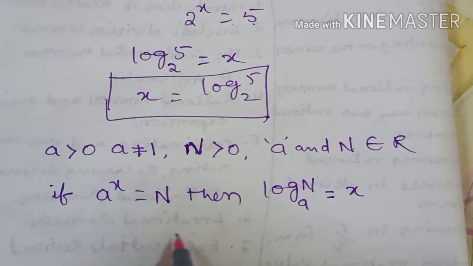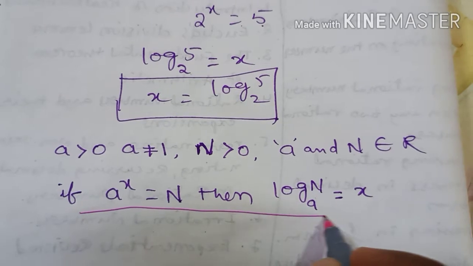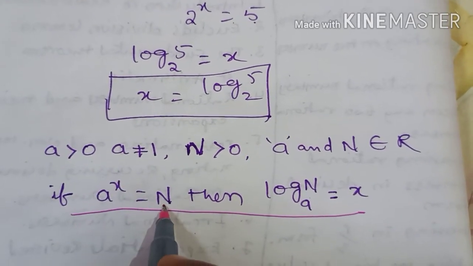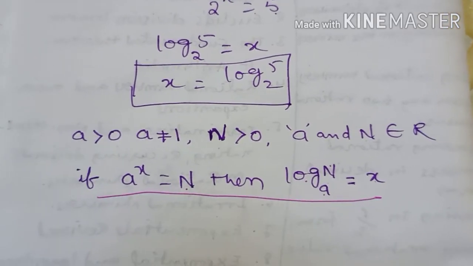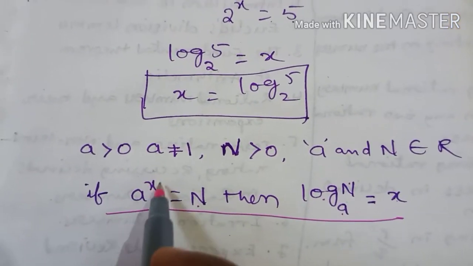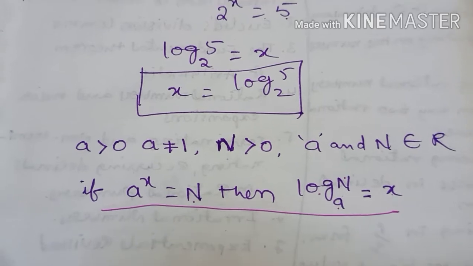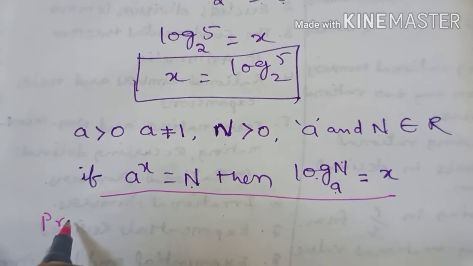So this is the basic formula: a to the power of x is equal to n we can express as log n base a is equal to x. By using this we can find out the value of x. Right, now we'll go for the properties.